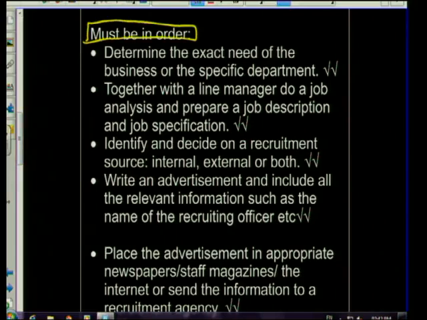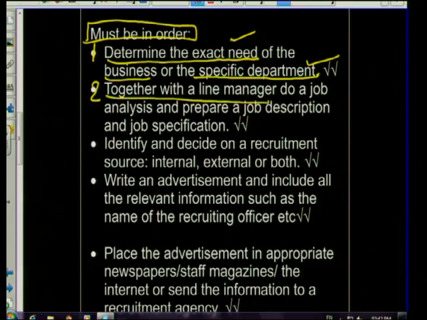So the first one, we'll just make that number 1, determine the exact need of the business or the specific department. So if you need a new employee, you need to know exactly what the exact needs are and in which department. The second step, together with a line manager, do a job analysis and prepare a job description and job specification. We just did a question on that, so you know what you're looking for. So that's step 2, job description and job specification.